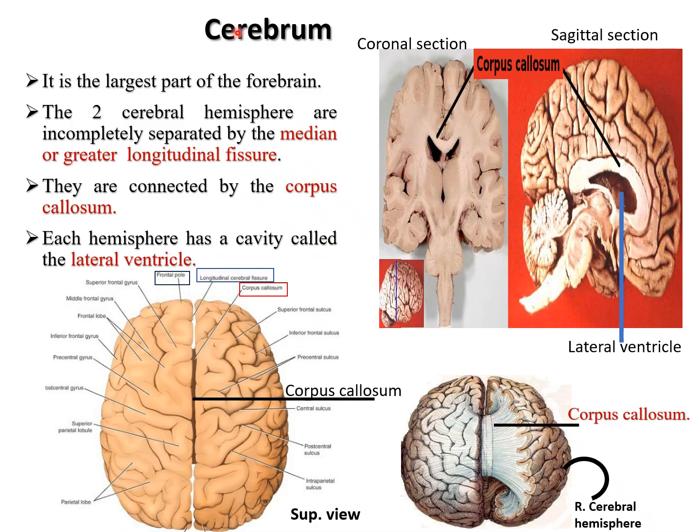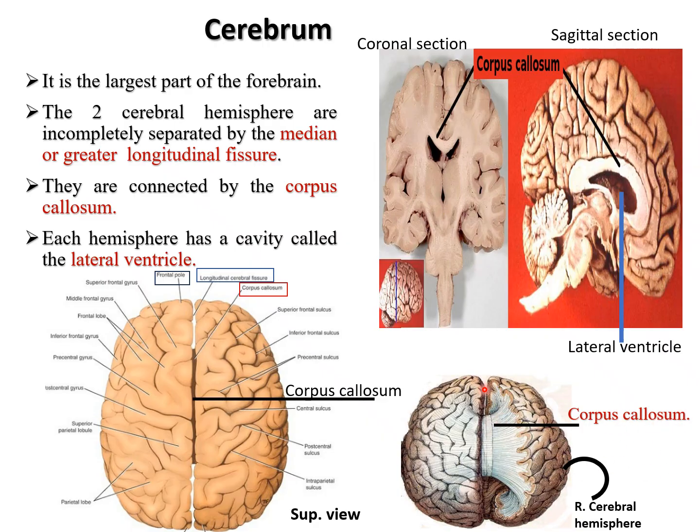Next part will be the cerebrum. As you see here, there are two cerebral hemispheres, the left one and the right one, and they are separated by what's called the median or great longitudinal fissure. The two cerebral hemispheres are connected by this band of white fibers, which is called the corpus callosum.